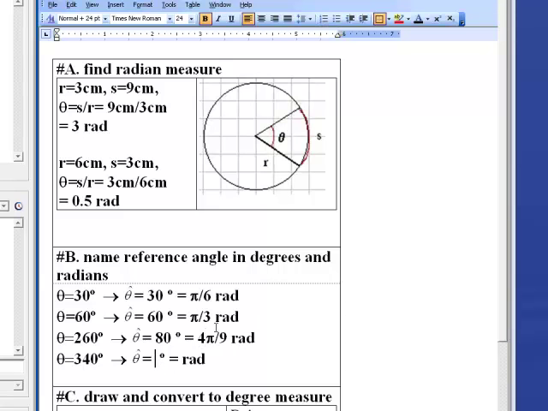340 degrees, that's a reference angle of 20 degrees. And so 20 divided by 180 is 1/9. So we have pi over 9 as the reference angle. Next one, draw and convert to degree measure. I will draw them in just a moment.